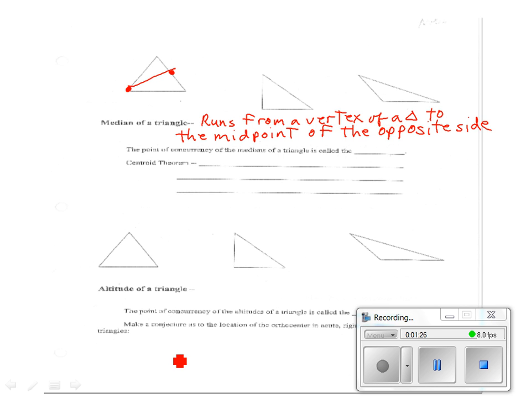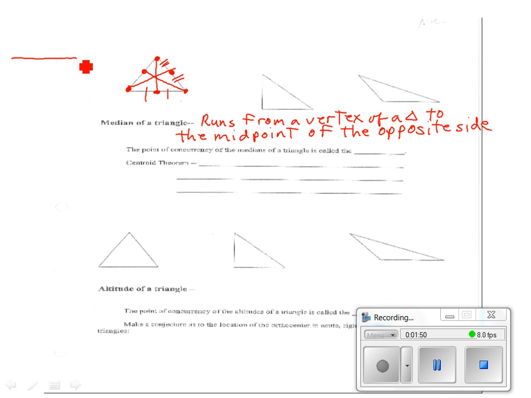Each triangle is going to have 3 medians. So that would be another one. That would be another one. And again, we know that each of these is a midpoint. So those 2 have to be congruent. These 2 have to be congruent. And the 2 on the other side there have to be congruent.